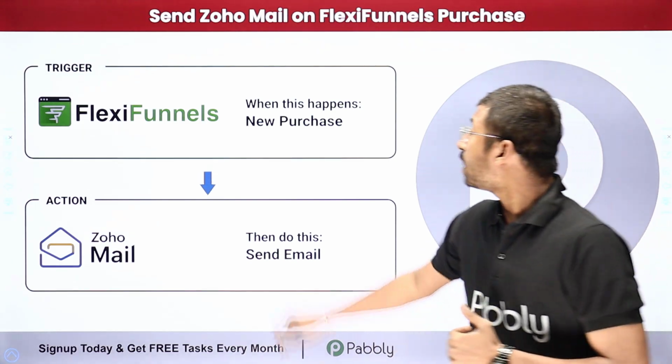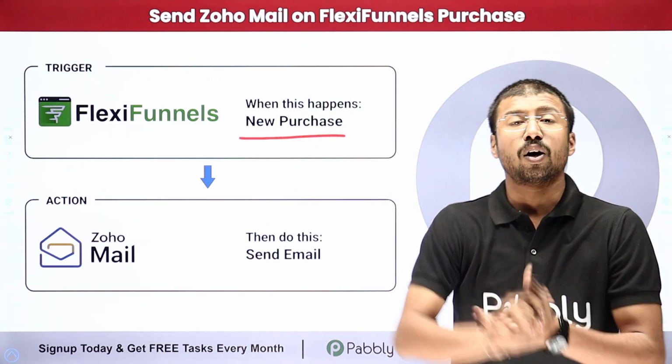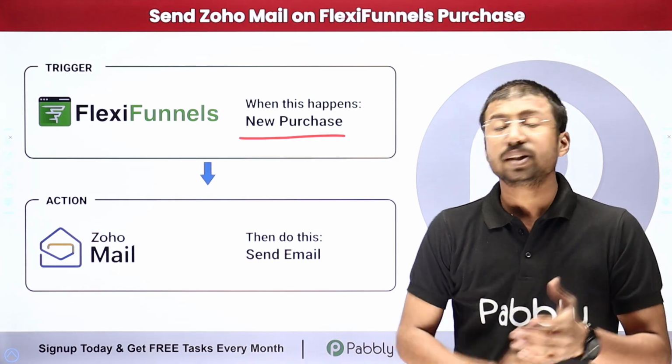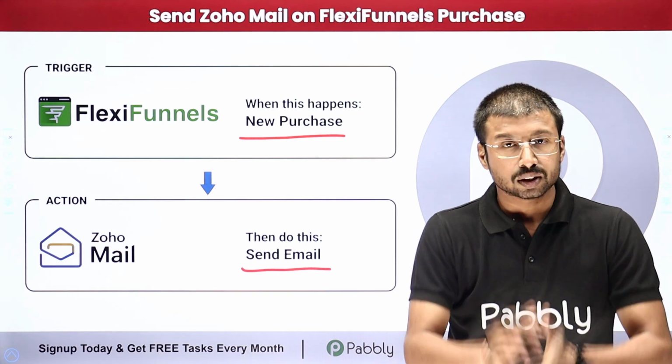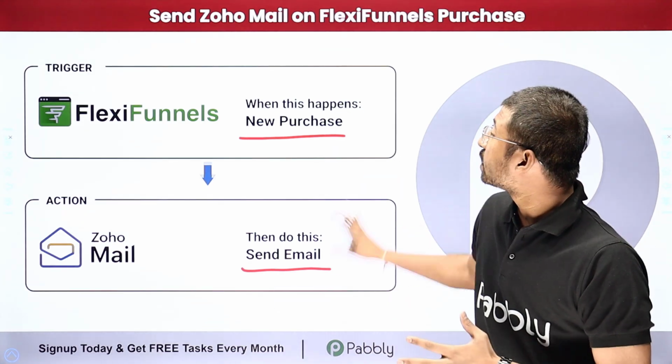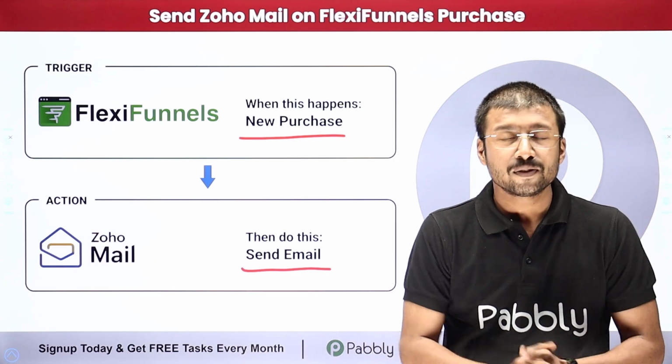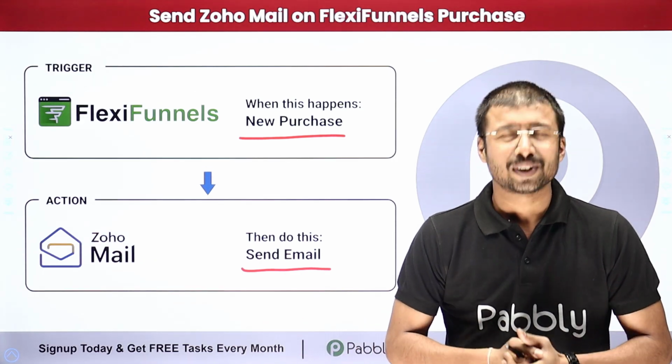In this automation, as a purchase will happen in our FlexiFunnel account, automatically we are going to send an email from our Zoho Mail account to the same customer who made the purchase. Now, if you want to learn how you can set up this complete automation all by yourself, for that you just have to come with me to my screen.